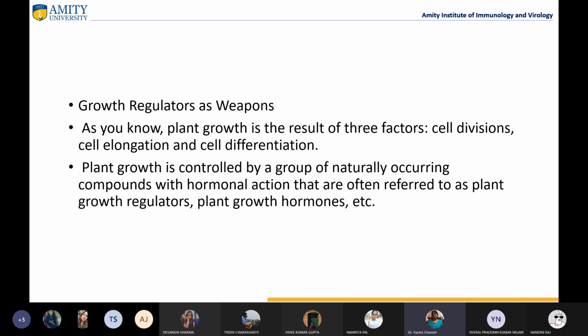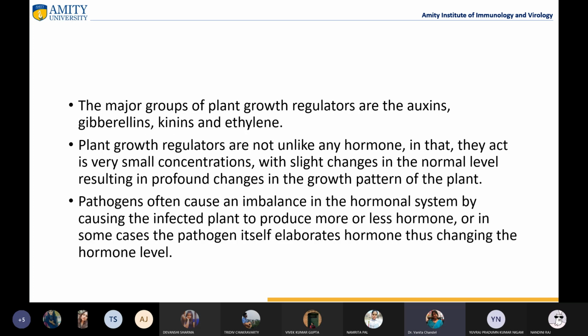These are the common terms that we use: auxins, cytokinins, gibberellins, right? The major groups of plant growth regulators are auxins, gibberellins, kinins, and ethylene. In humans we use the term hormones, but when we talk about plants we use plant growth regulators, though plant hormones is also a term which is used, right? They act in very small concentrations, and slight changes in the normal level result in a lot of changes in the growth pattern of the plant.